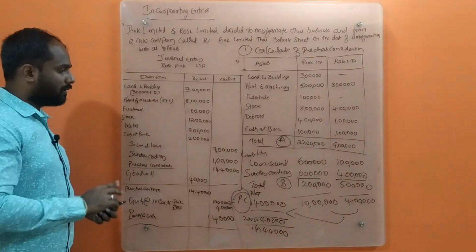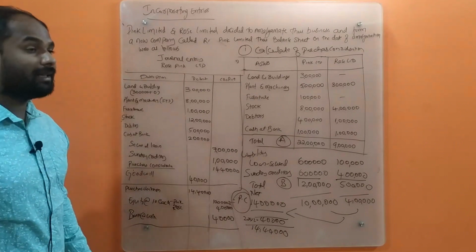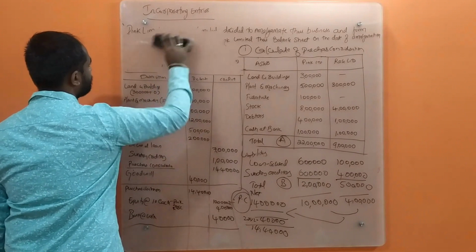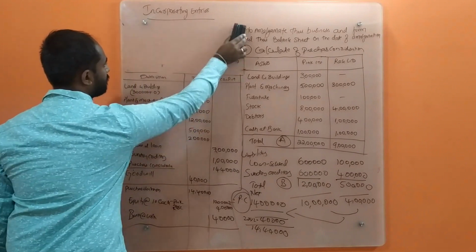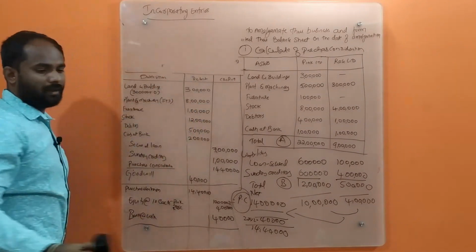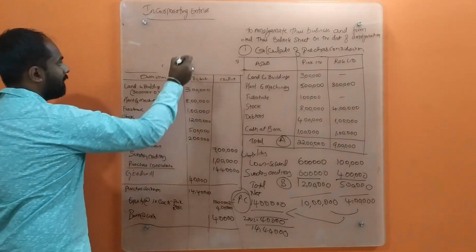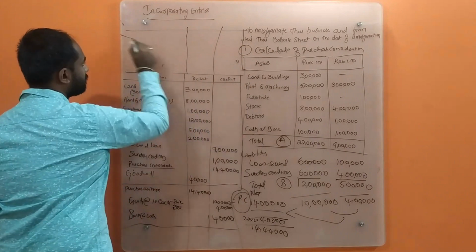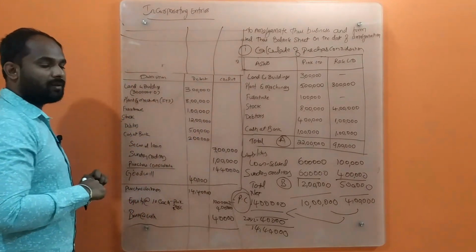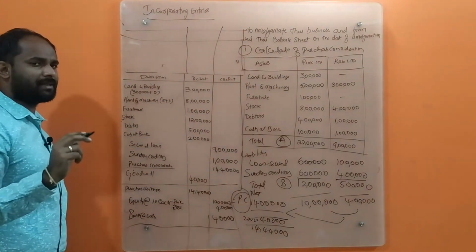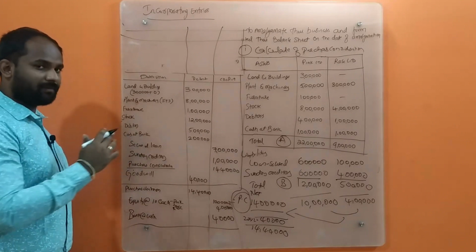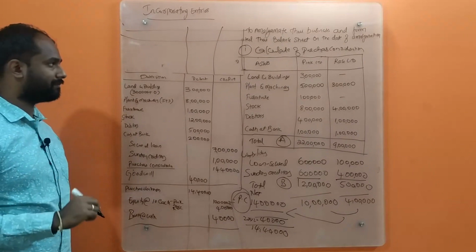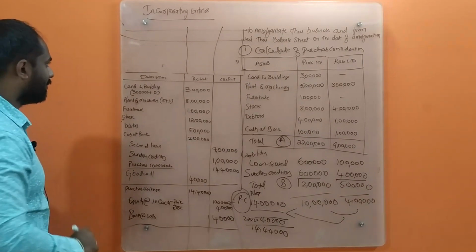Okay, so one more thing in the sum they have asked us, the liquidation expenses. I'll write it up here. So liquidation expenses in the books of the purchaser company, Rose Pink Limited, will be considered as goodwill expenses.